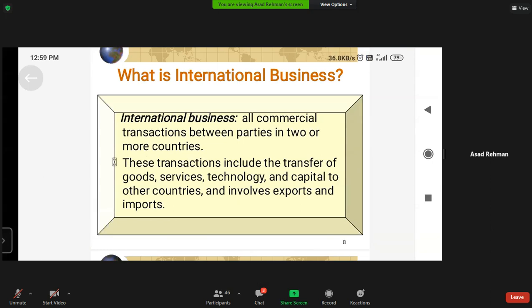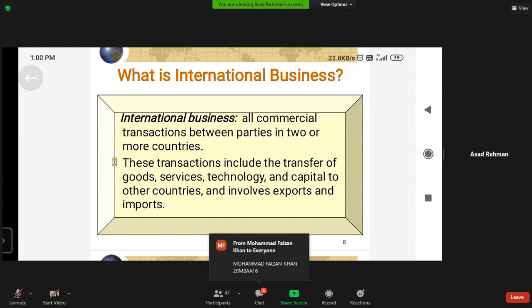So we all understand that international business is basically when an organization expands its business operations beyond its domestic or beyond its local market, when it goes into the foreign markets, maybe one country or two countries or more, you can call that international business.